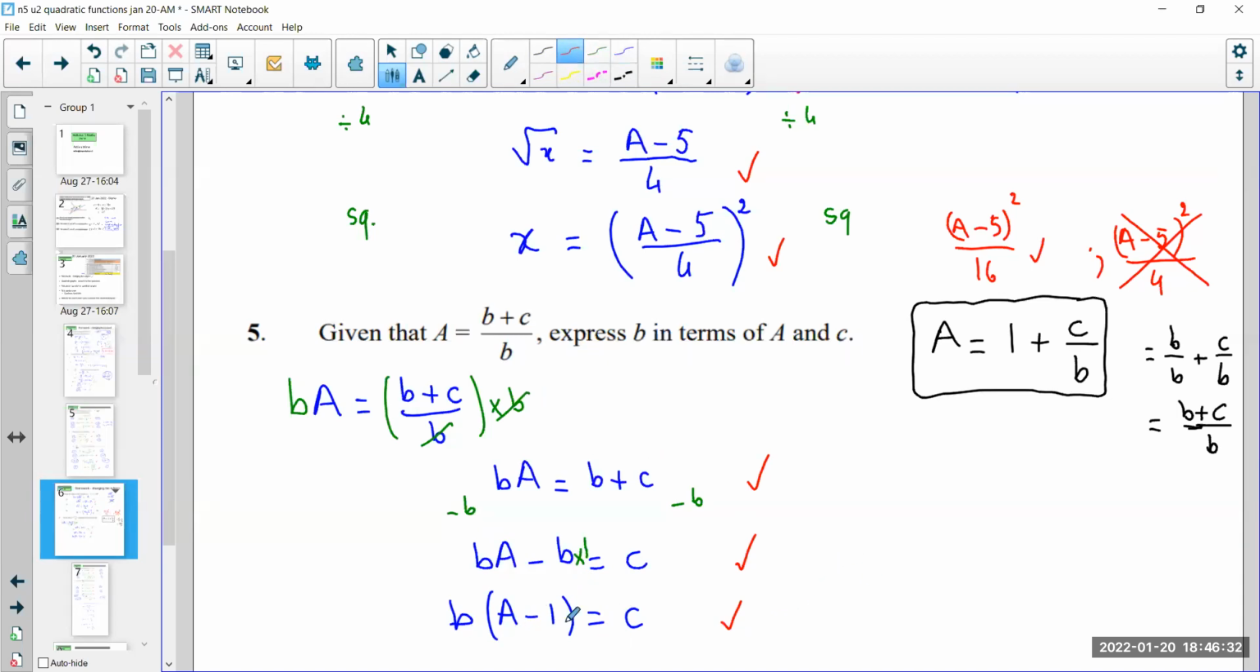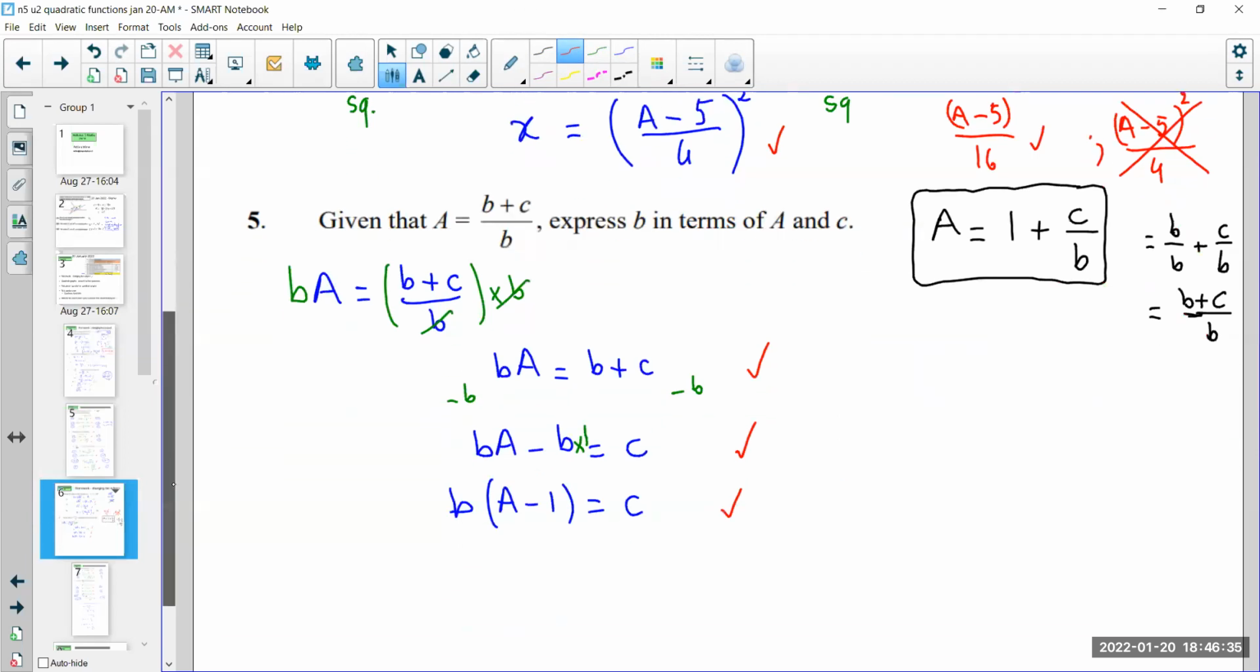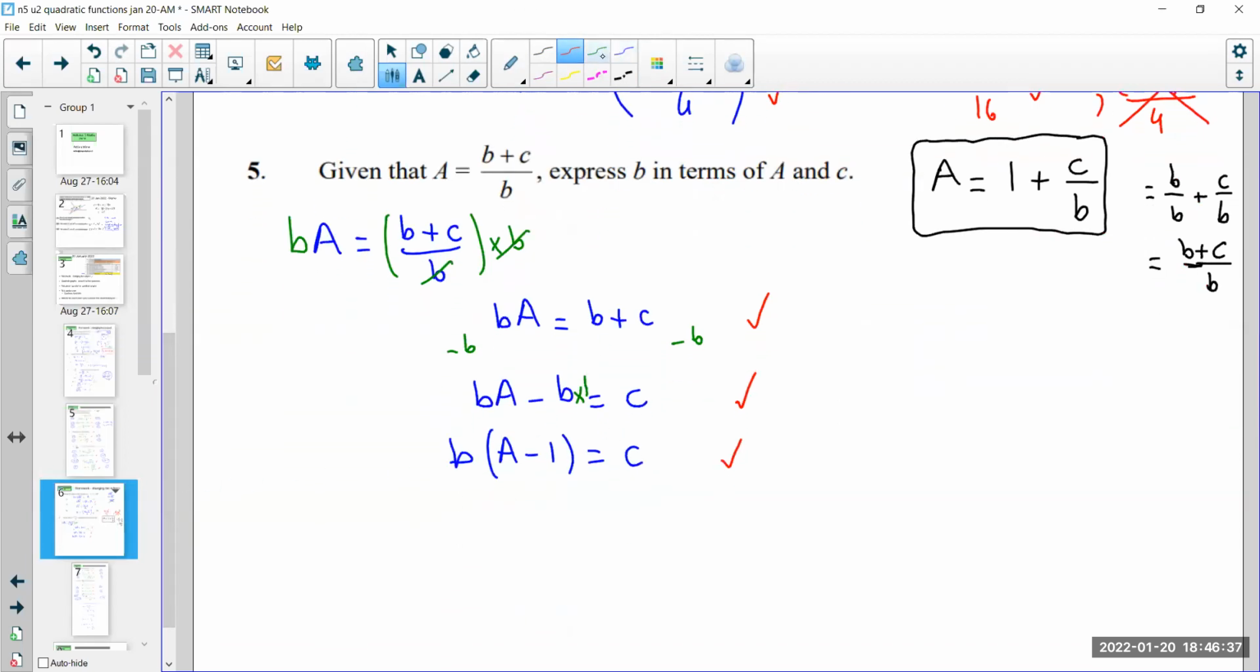Now I've got B times something. What is the opposite of timing? I need to divide both sides by A minus 1 to get rid of that A minus 1. And if I do that, I will get rid of the A minus 1. I'll end up with my B on its own, C divided by A minus 1. And that is your fourth mark.